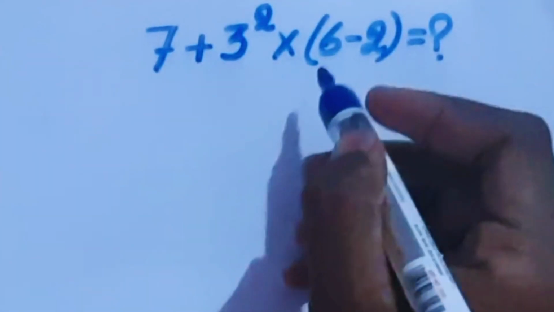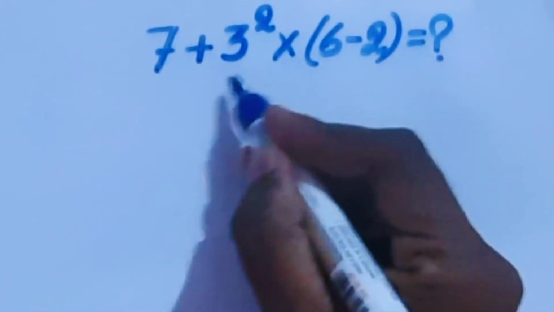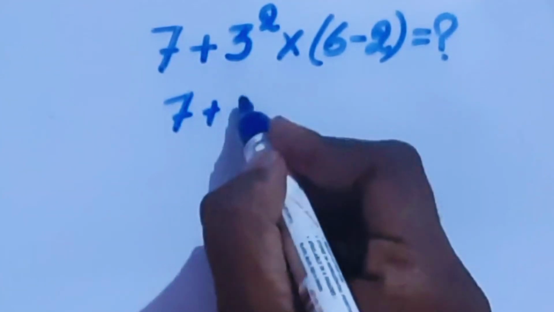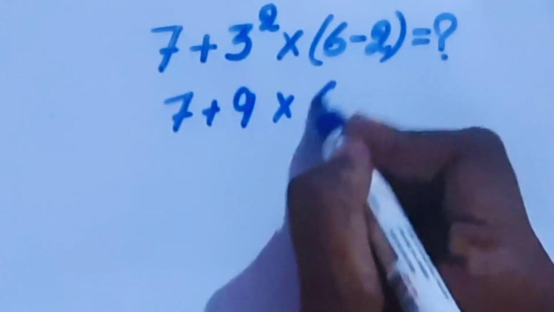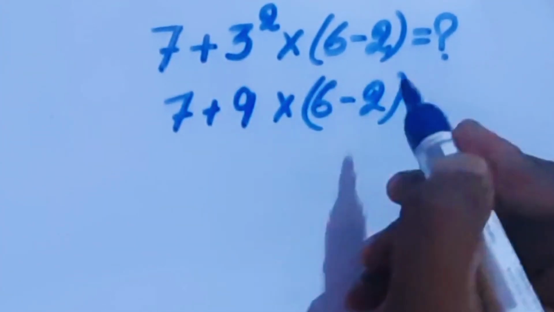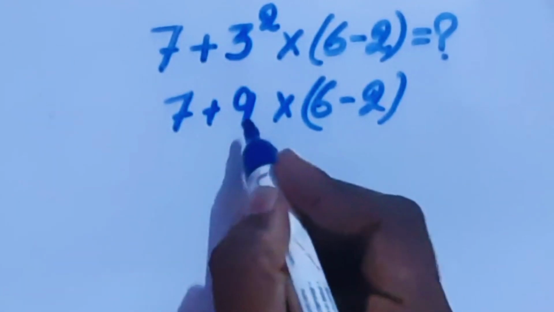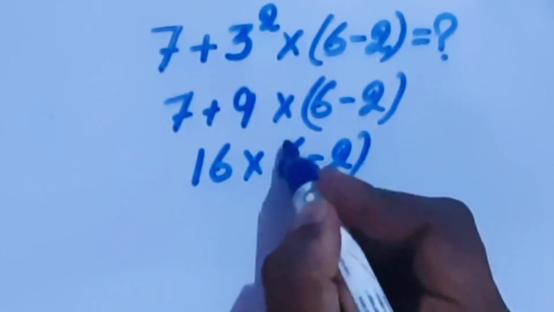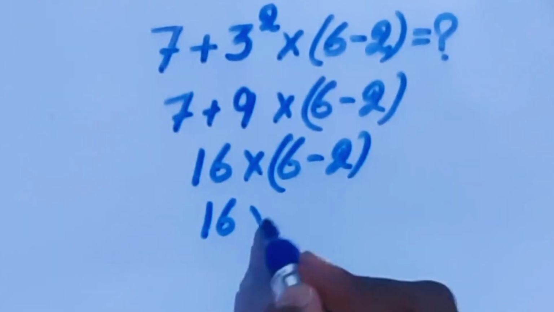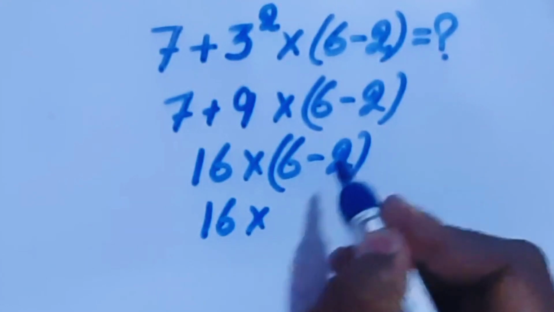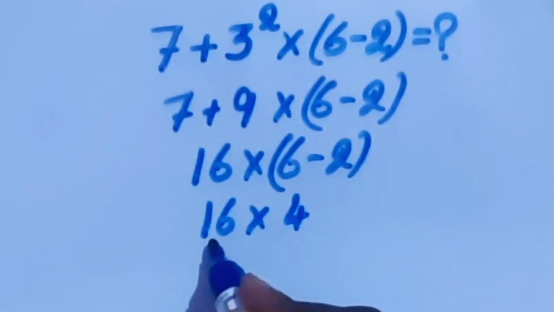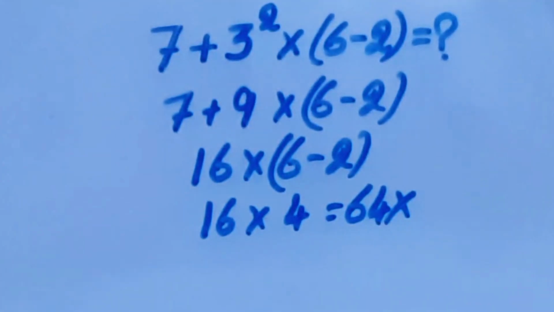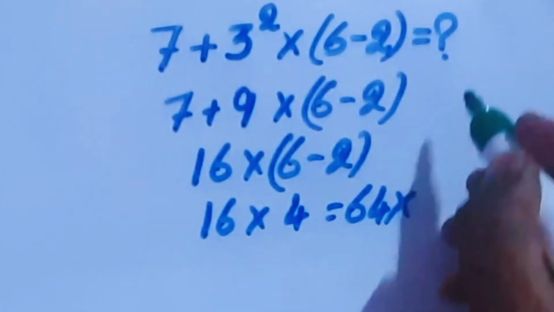I guess most of them get the answer 64 for this problem in the wrong way. Now, 7 plus 3 squared, which is 9, times the bracket 6 minus 2. Here 7 plus 9 is 16, times 6 minus 2. 6 minus 2 is 4, and 16 times 4 is 64. As per the order of operations, this 64 is the wrong answer.